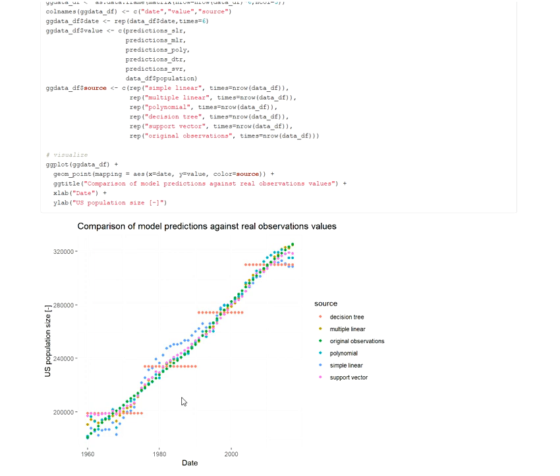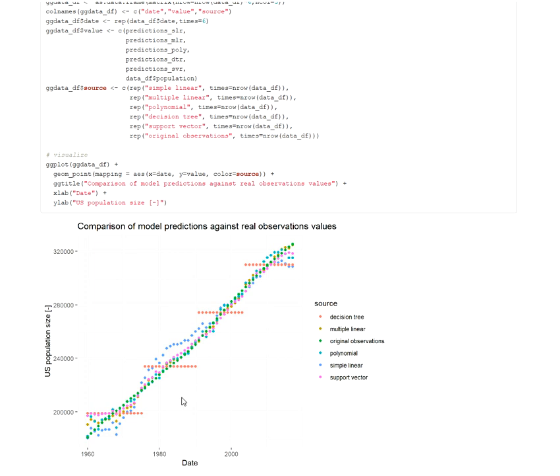The multiple linear regression model, which considers not only one independent variable but several independent variables with a p-value below 5%, was performing very well. It's very close to the actual observation values. And then you also have in this overview the polynomial regression that performs also very well.